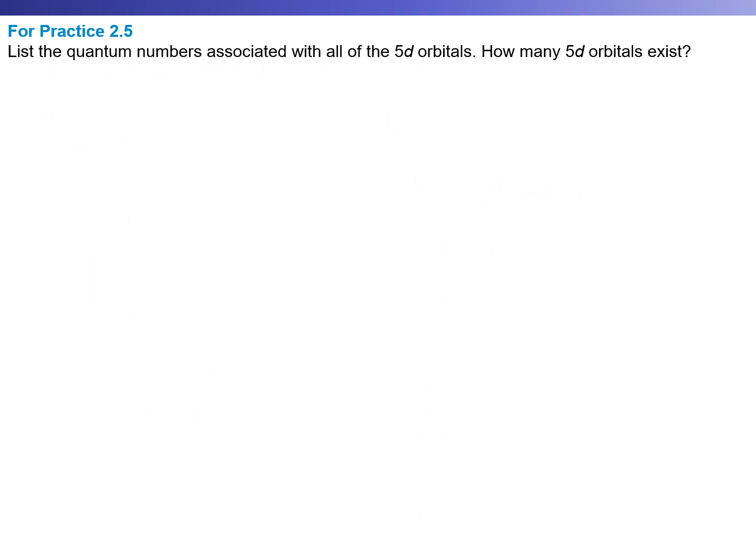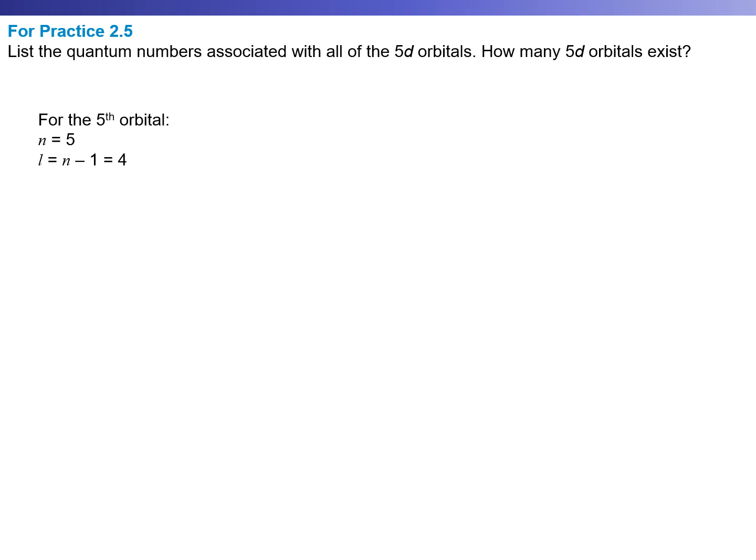Now problem 2.5 is asking us to come up with the quantum numbers that are associated with a specific orbital, that of the 5D orbitals. And they're also asking how many orbitals there are going to be in 5D. So we know that we're given the 5th orbital, and if we have the 5th orbital, we know that the principal number is going to be 5. And if our principal number is 5, then our L, which is our angular momentum, is always going to be 1 less than that. So that's going to be equal to 4.